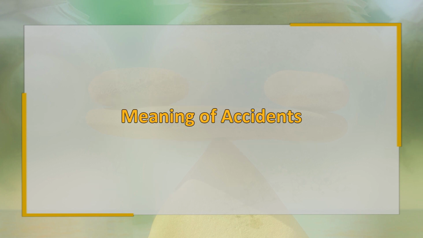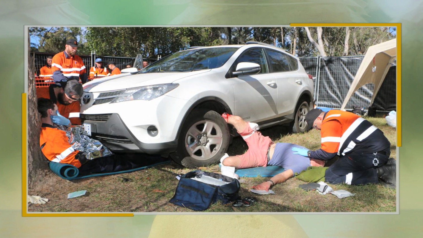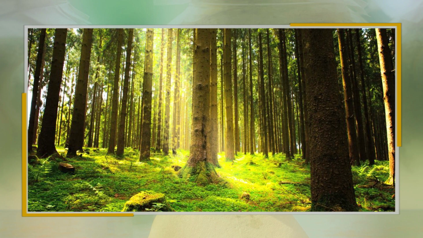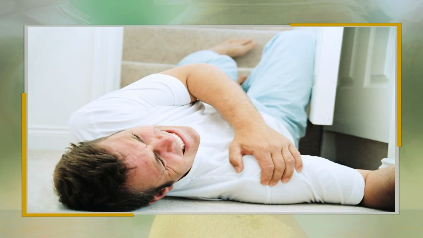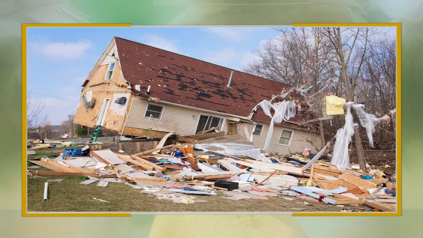Let us begin with meaning of accidents. Accidents are uncontrollable events with potential of causing damage to men, material, or environment. An accident is defined as an unplanned event resulting in personal injury or property damage.